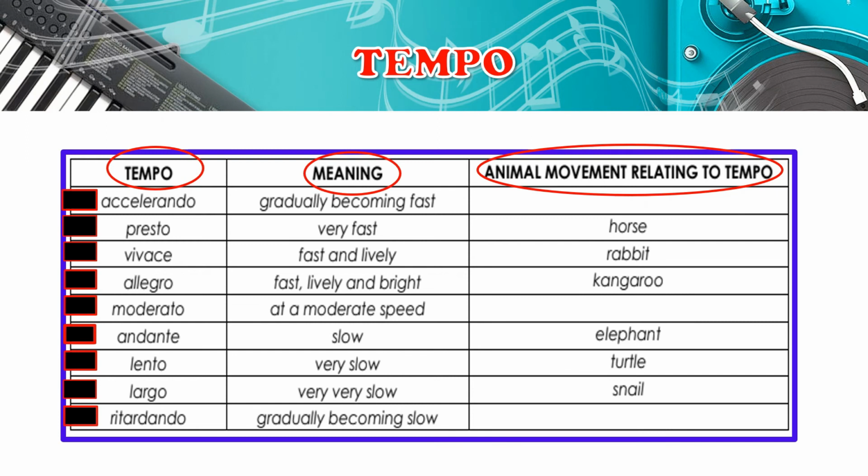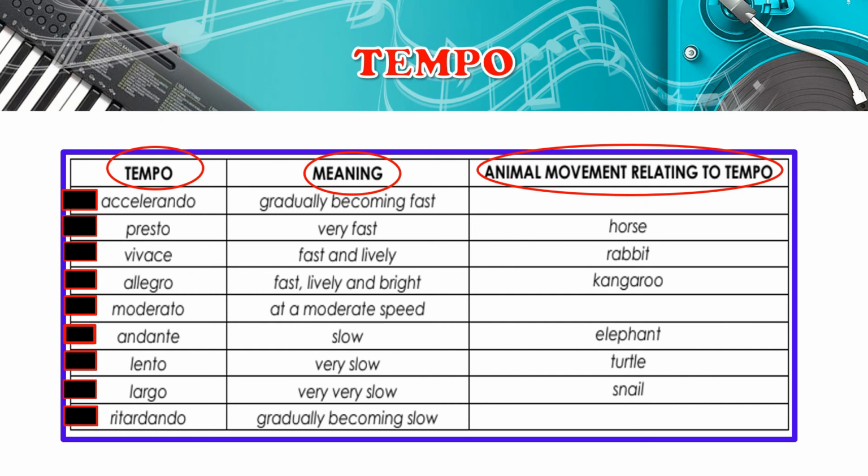And last but not the least, the tempo is ritardando, gradually becoming slow. If we have gradually becoming fast, we also have gradually becoming slow, and that is ritardando. See? It's gradually becoming slow.